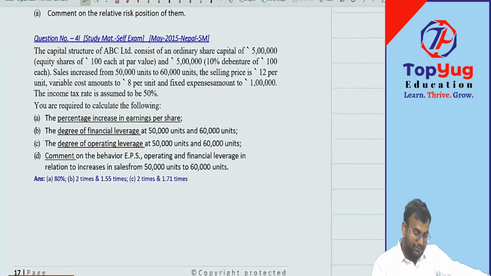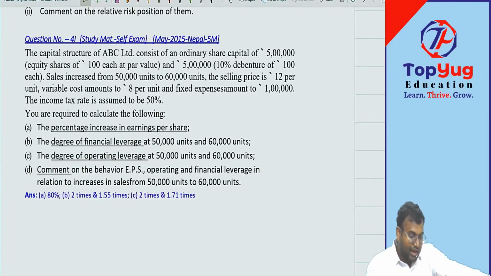So the Nepal problem, sir. What has Nepal brought for you? The capital structure of ABC Limited consists of ordinary share capital of 5 lakhs, equity shares of 100 each at par value, and 5 lakhs 10% debentures of 100 each. Sales increased from 50,000 units to 60,000 units. The selling price is 12 per unit, variable cost 8 per unit, fixed expenses 1 lakh, income tax rate 50%. Calculate the percentage change in EPS that you can do by DCL. Calculate financial leverage and operating leverage for 50,000 and 60,000 units. That also you can do. Only the last point, the comment, you have to comment.